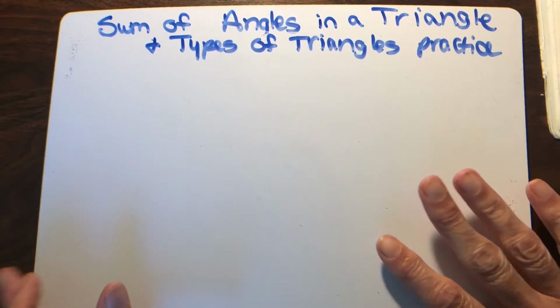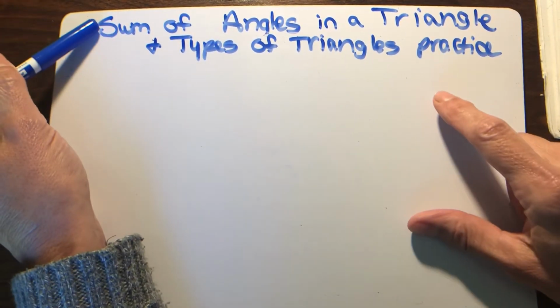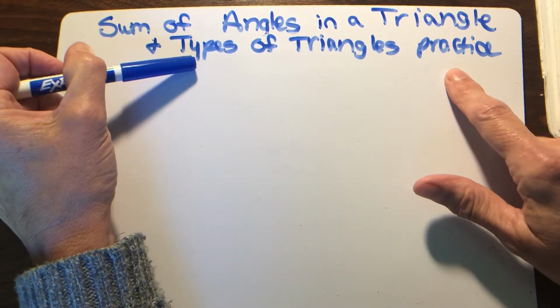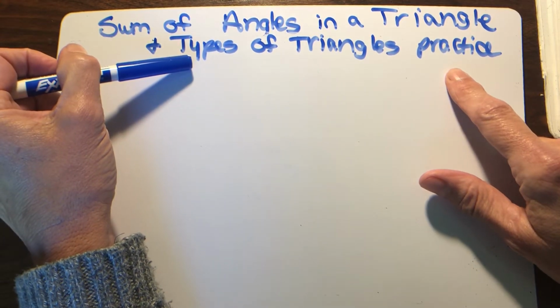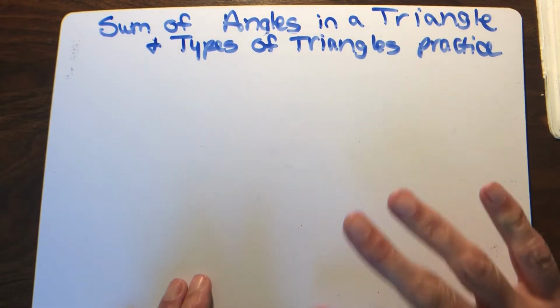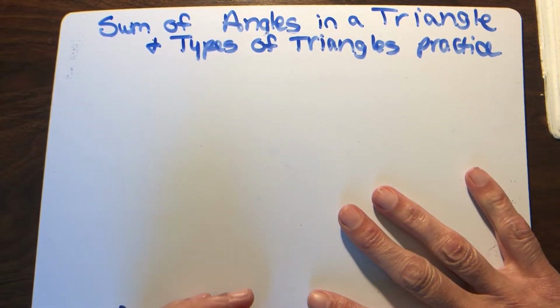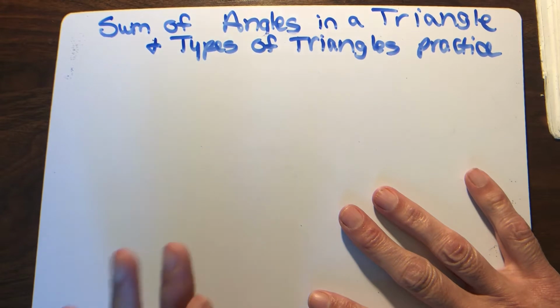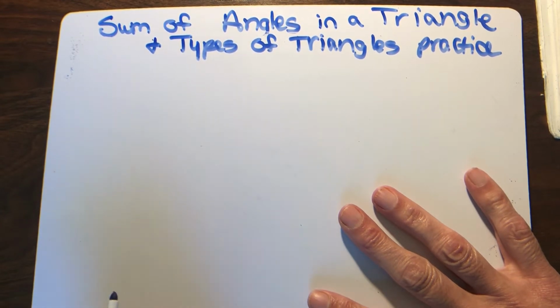Let's work some practice problems where we apply the sum of angles and the types of triangles that we learned in the previous two videos. So I'm going to ask that you draw with me and label with me and write your stuff down so that you can get used to it.